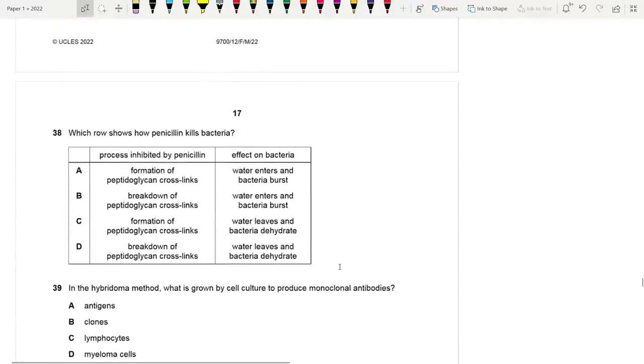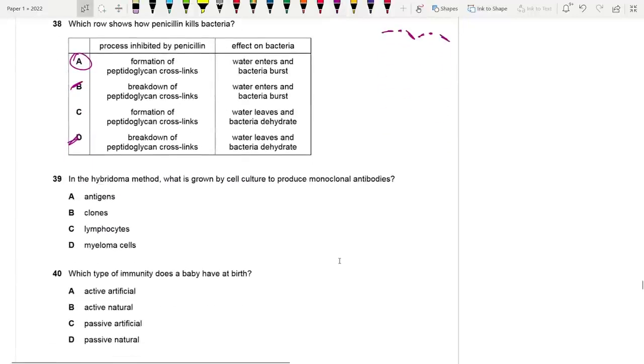For 38, which row shows how penicillin kills bacteria? Mainly, it prevents the formation of the crosslinks, right? Remember that to grow, the bacteria itself breaks down the cell wall. But then it wants to form those again after taking in water and expanding. After making the holes using autolysins, bacteria want to create the bonds again. But penicillin actually prevents formation of these bonds. So it actually prevents the formation of the peptidoglycan crosslinks. So it's between A and C. So water will enter the bacteria and burst.